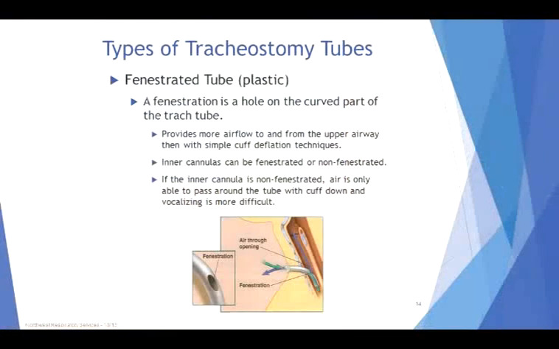The inner cannulas can also be fenestrated and or non-fenestrated. So if we need to protect that airway, we can put a non-fenestrated inner cannula in. If the inner cannula is non-fenestrated, air is only able to pass around the tube with the cuff down, and vocalizing is more difficult due to increased resistance.